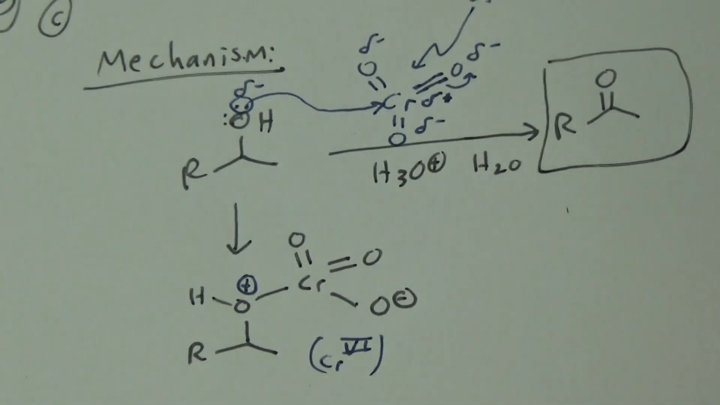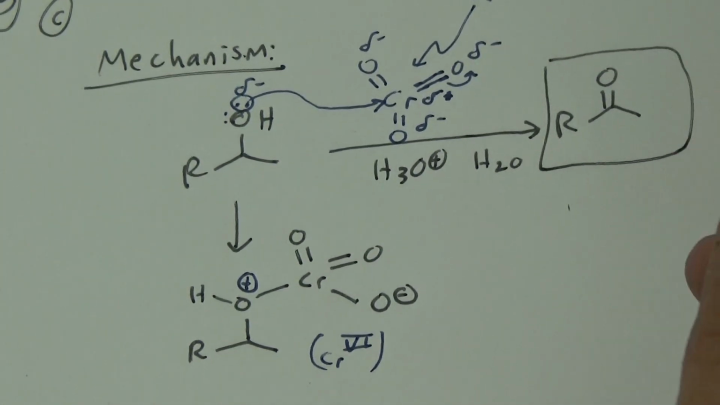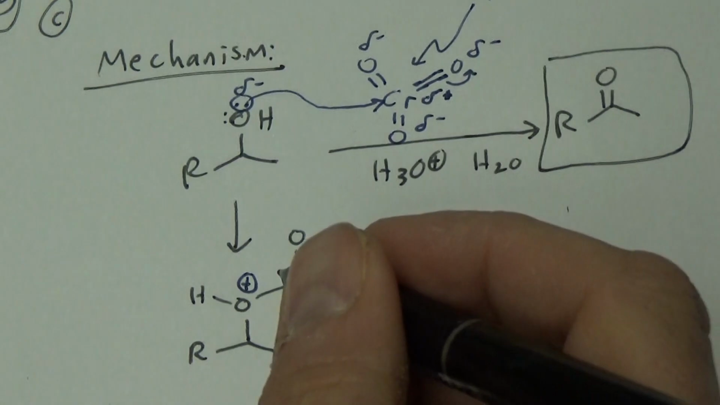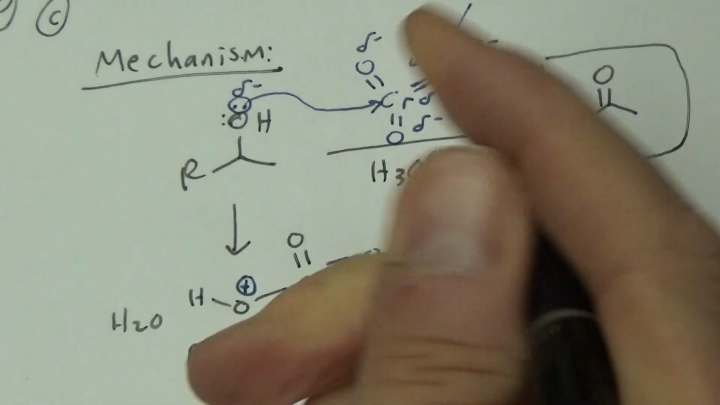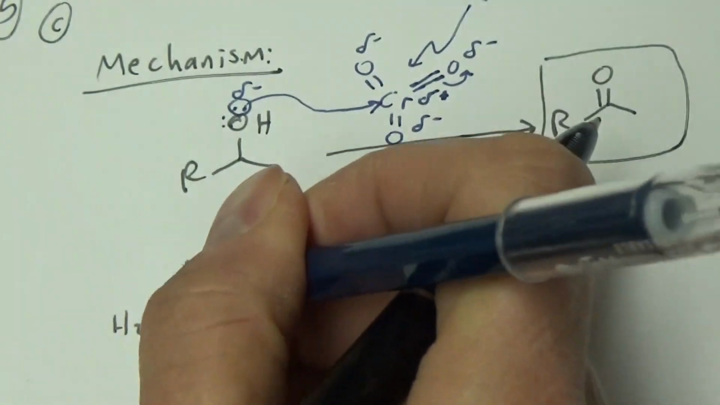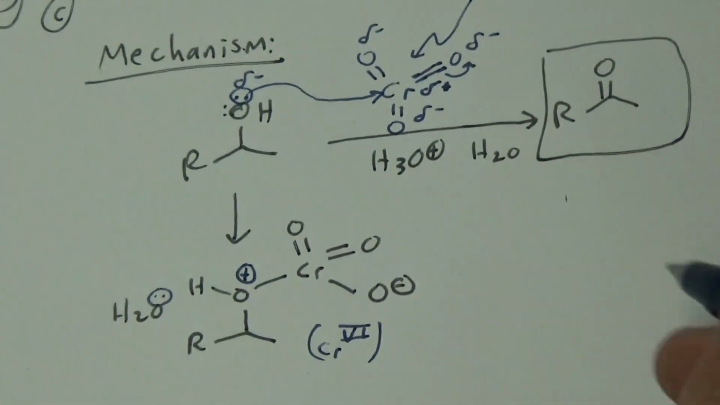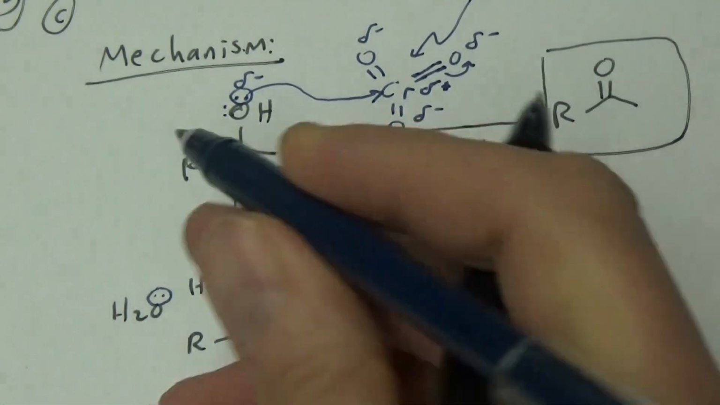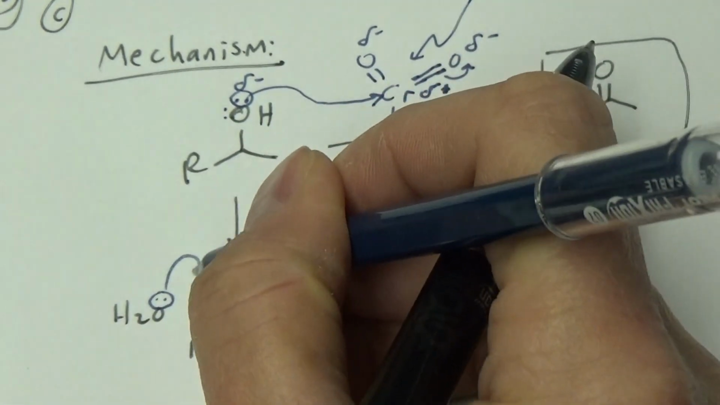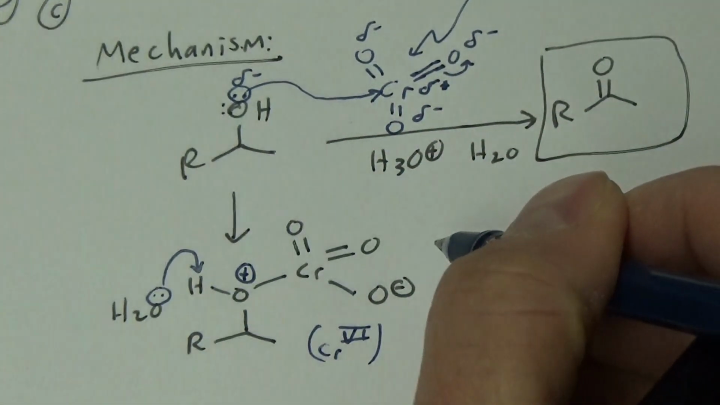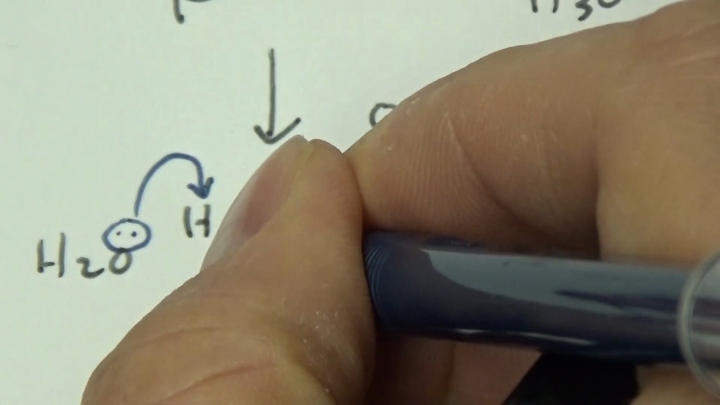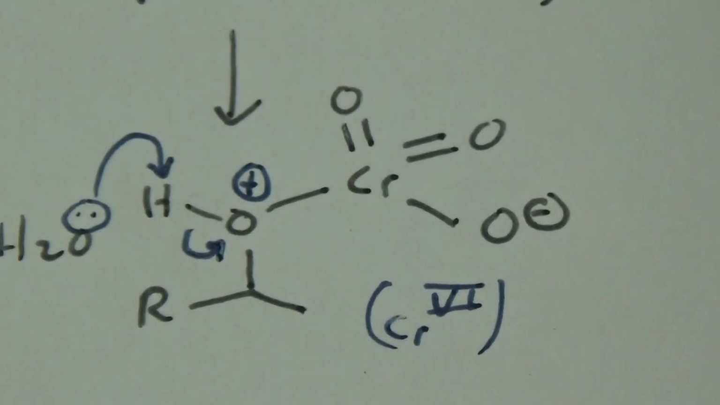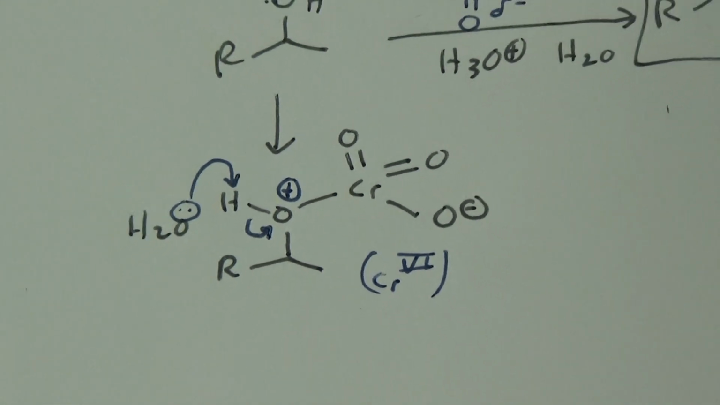We just attacked the oxygen onto chromium. So the first thing that happens now is really easy. We just take water and we steal that proton. So water is going to be a mild base. It's going to take the proton. So how many arrows in an acid-base reaction? It's 2. 1, 2. 1, 2. Okay? Alright, so that's really easy.